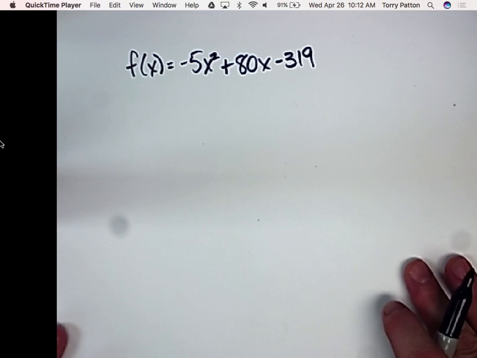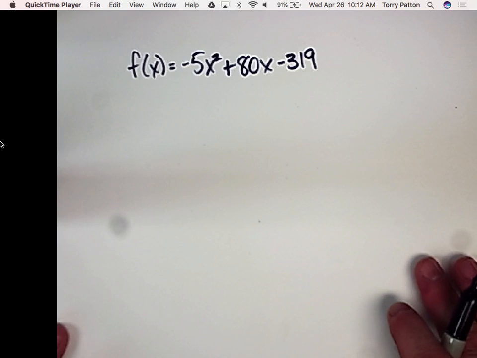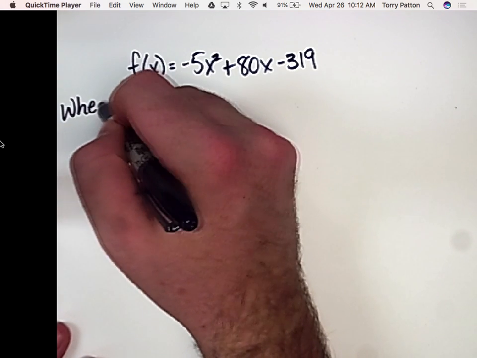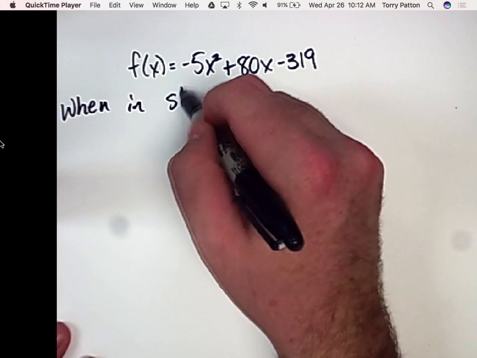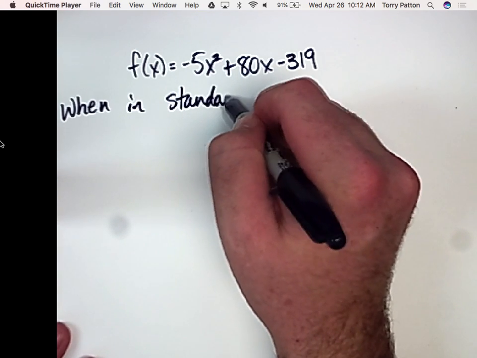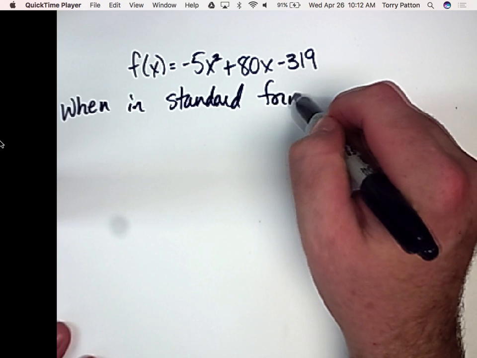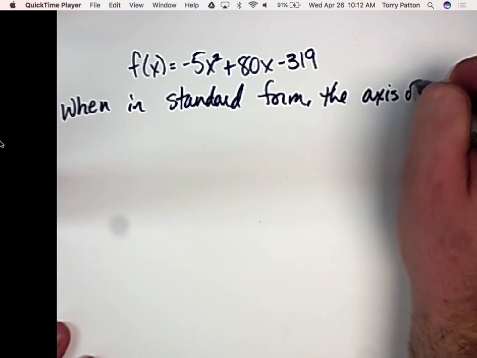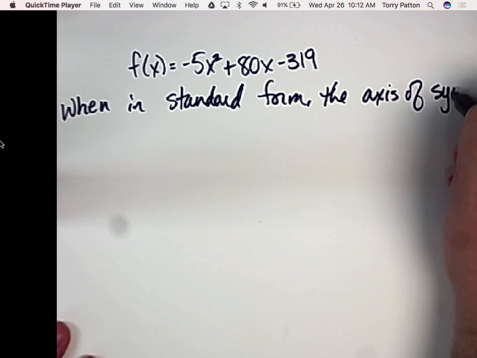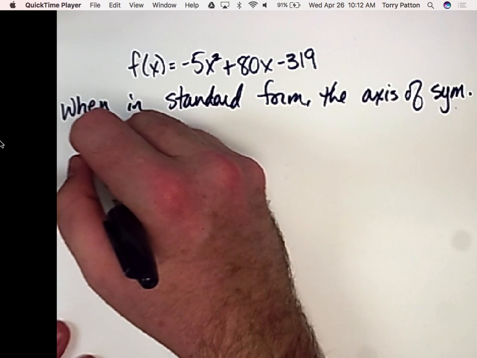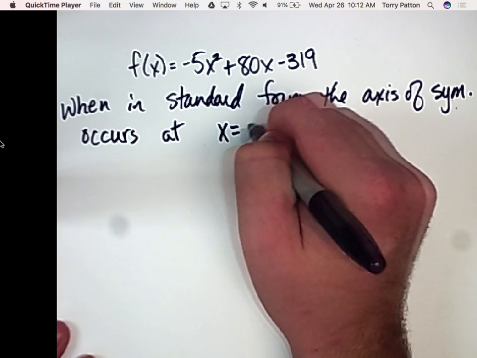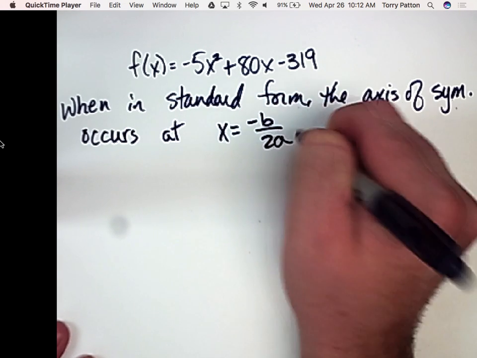Okay? When it's in standard form, this is a formula you haven't had yet. When in standard form, the axis of symmetry occurs at x equals the opposite of b over 2a.